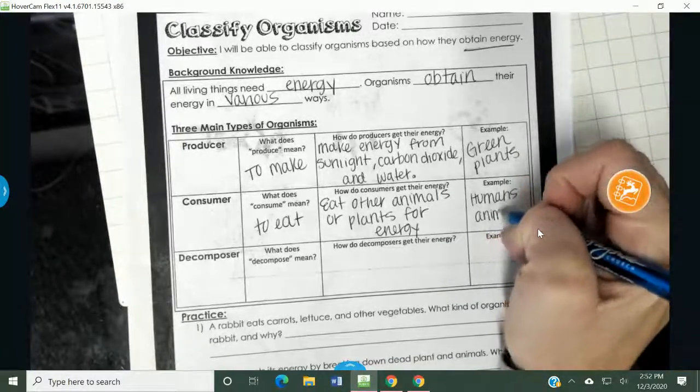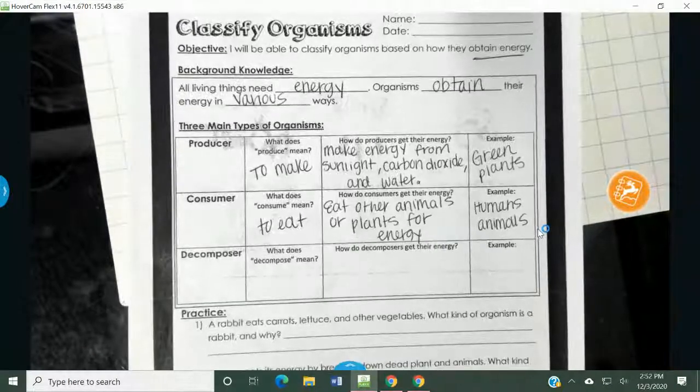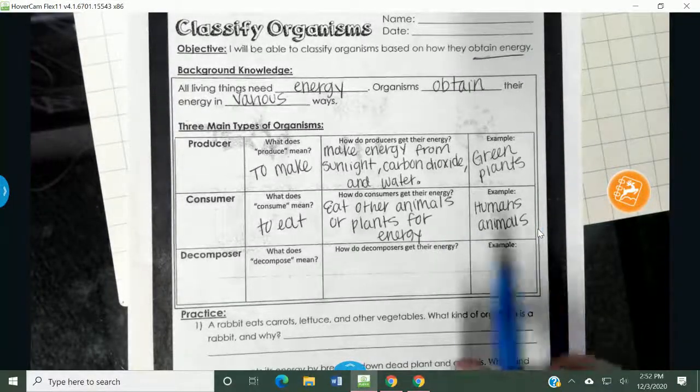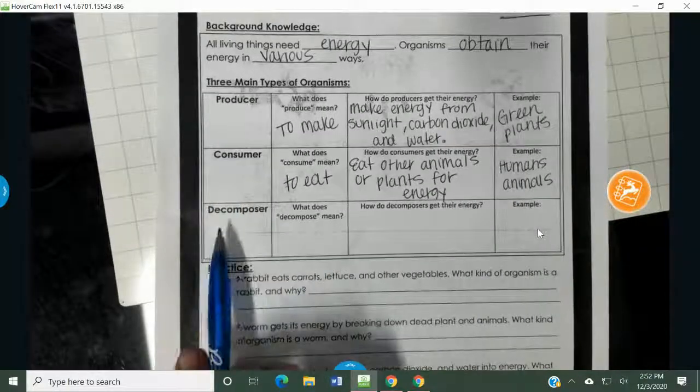In order for us to survive, we have to eat. And we have to have energy to live. Where do we get our energy? From eating plants or animals. We are consumers. What are decomposers?